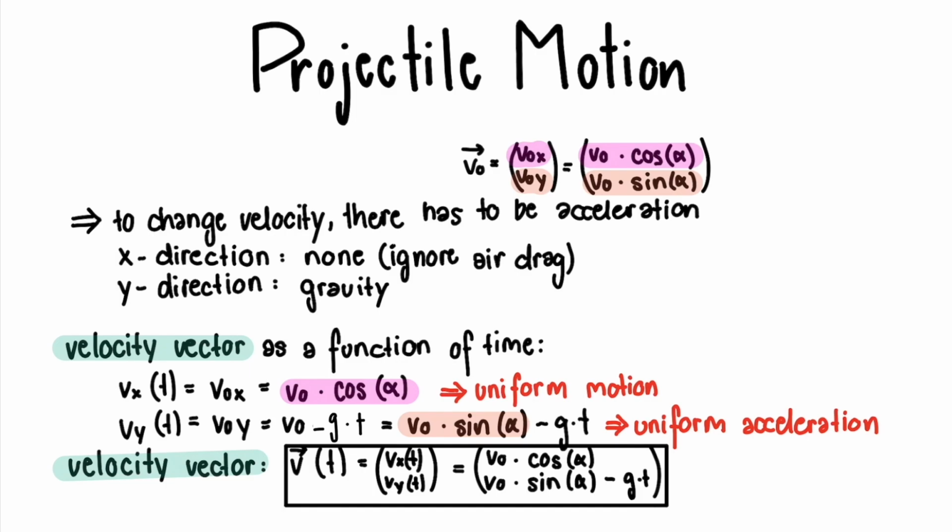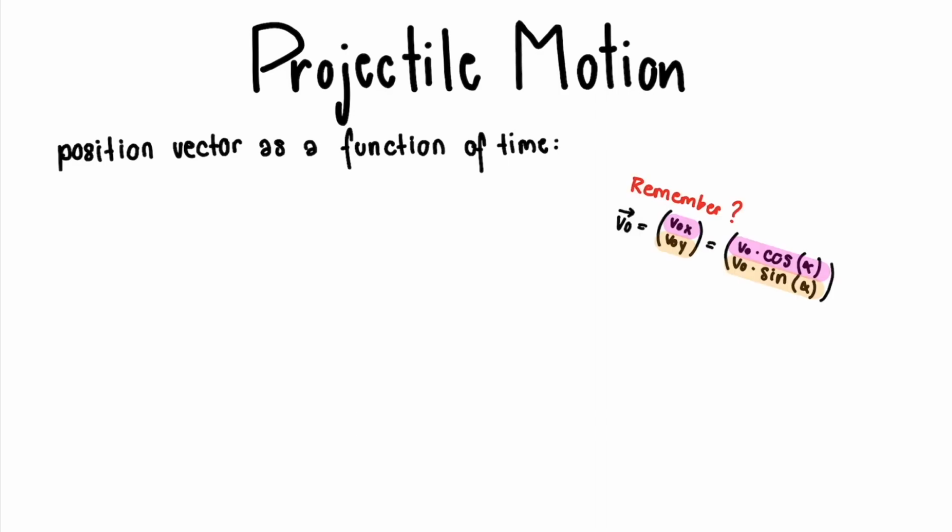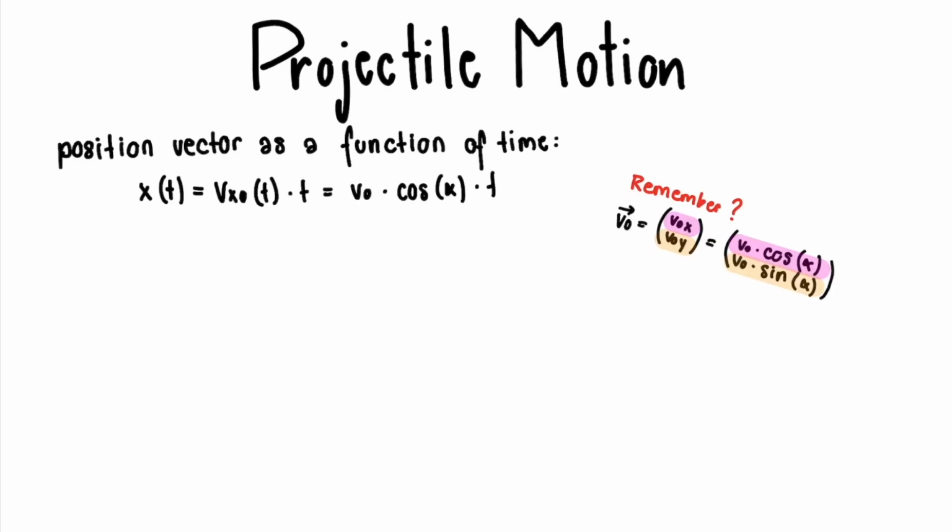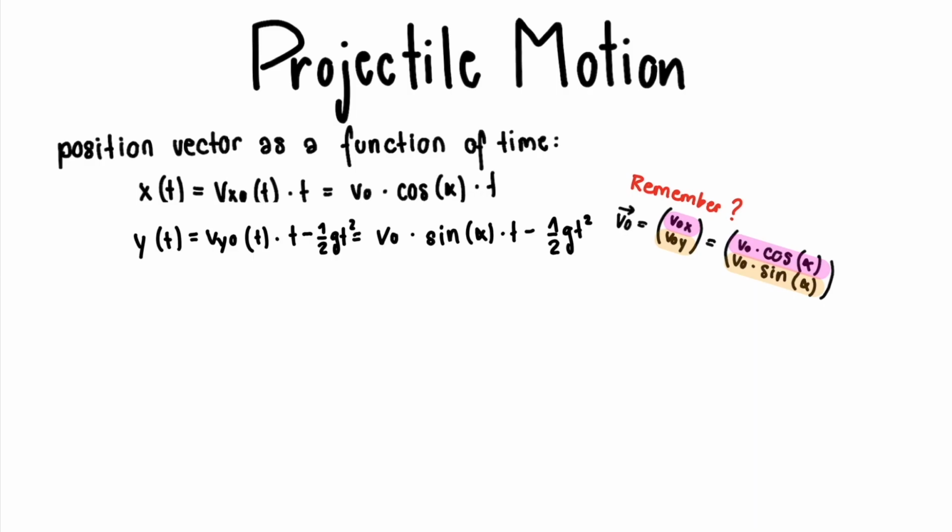The corresponding components of the position vector as a function of time are x as a function of time equals Vx0 times t, which equals v0 times cosine of alpha times t, and y as a function of time equals Vy0 times t minus half gt squared, which equals v0 times sine of alpha times t minus half gt squared. You put the two components together and you see that the position vector is.